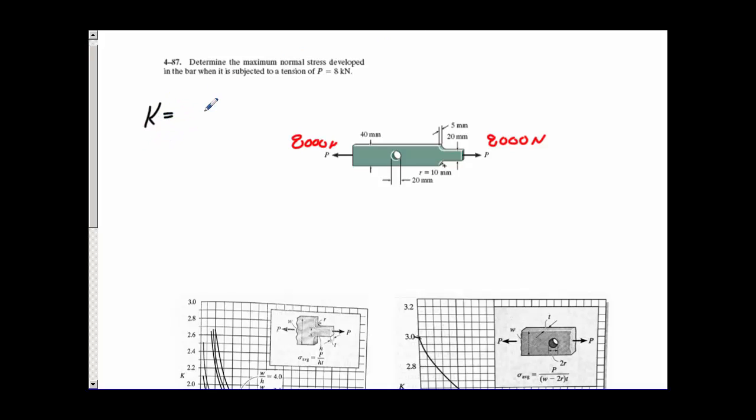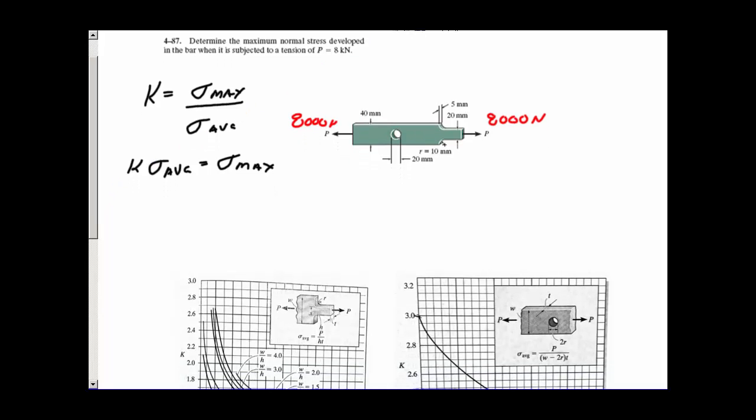K is equal to the max stress divided by the average stress. And then we can say that K times the average stress is equal to the max stress. Okay, so what I recommend first is determining where your failure points are going to be. And you want to look at all areas. Here, you possibly could get failure through here because you're going to have high stress concentration here. And right here at the base of the radius, you could possibly get a failure. Because that's a small cross section, you need to find out what the K values are here.